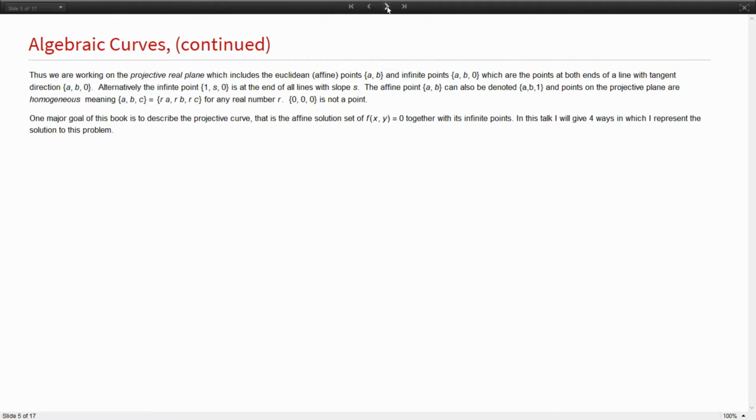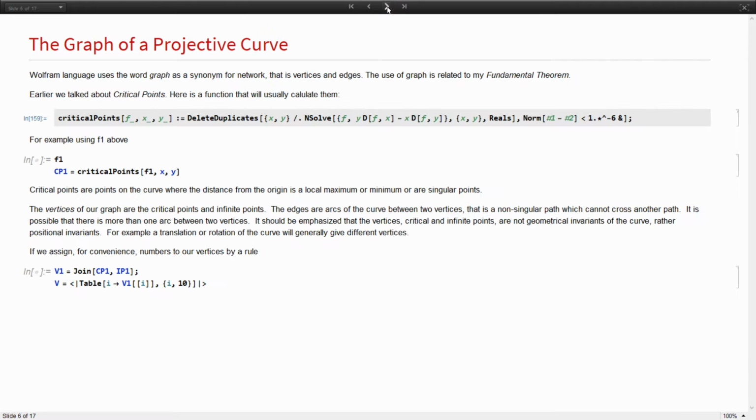On the next page, I talk a little bit about what I mean by an infinite point. An infinite point is a triple that is the end of a line, and both ends of the line have the same infinite point. The first two coordinates of the triple give you the slope or the direction vector, and the third coordinate of an infinite point is 0. We'll see as we go on.